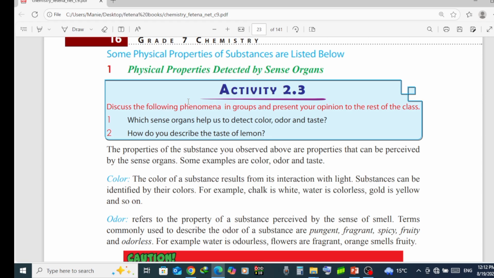So one of the properties of physical property is that they are detected by sense organs. Here are the activities. The first activity says, which sense organ helps us to detect color, odor, and taste? Yeah, this is quite obvious.